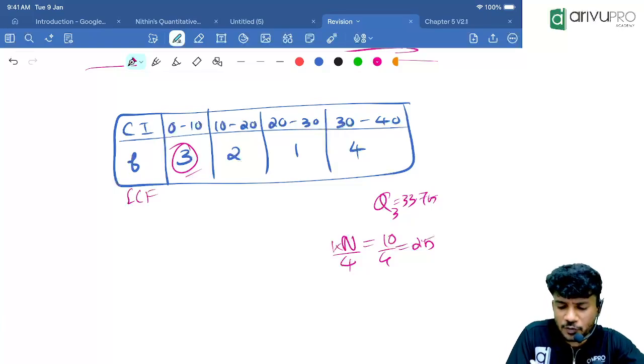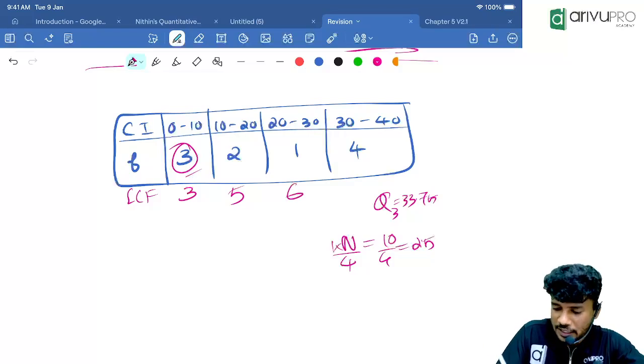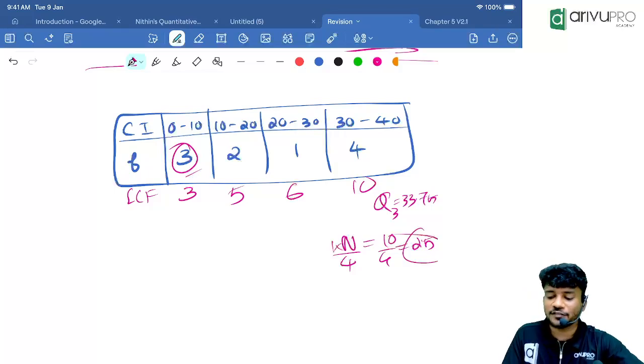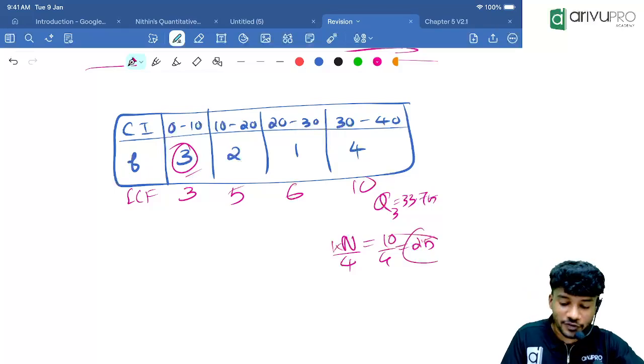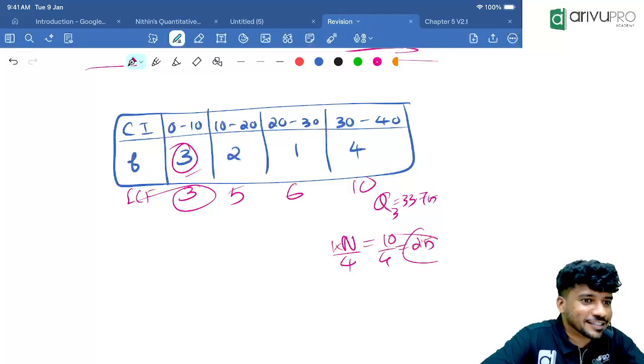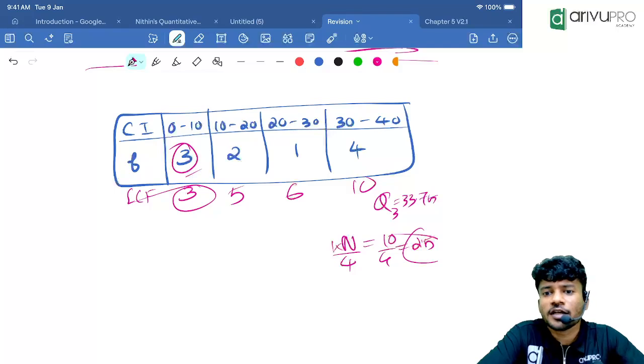Find the cumulative frequency. 3 plus 2 is 5. 5 plus 1 is 6. Then 6 plus 4 is 10. Now we need to check which cumulative frequency is greater than 2.5. Looking over here, 3 is there. Directly we are telling that the first class interval itself gives the first quartile.